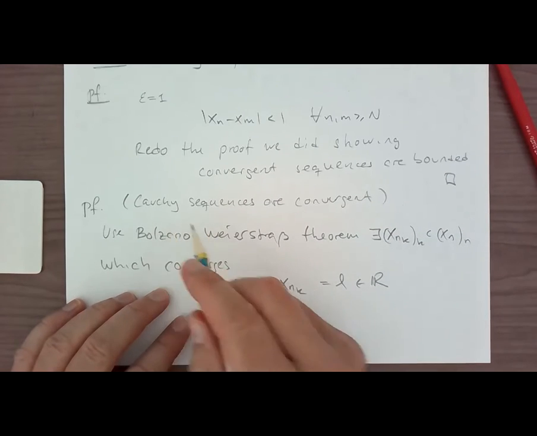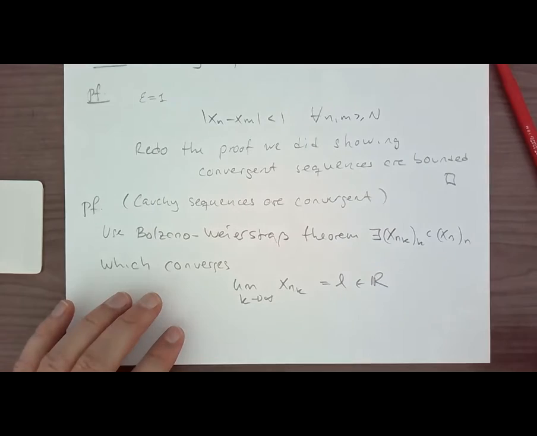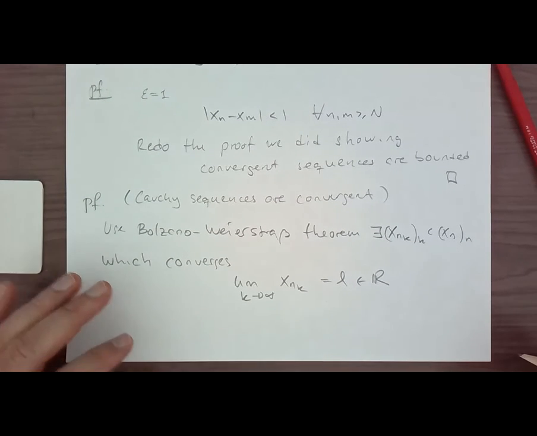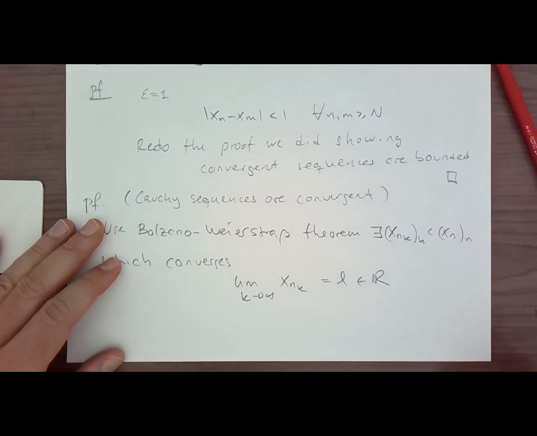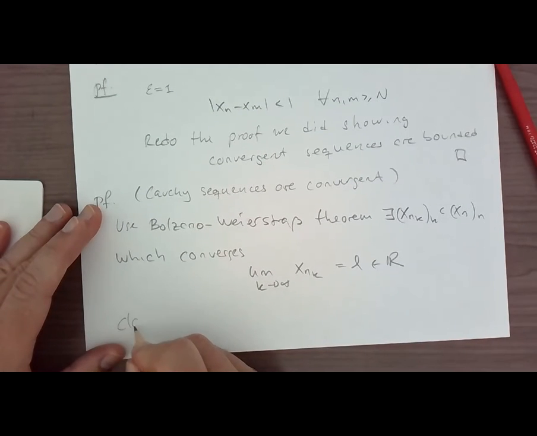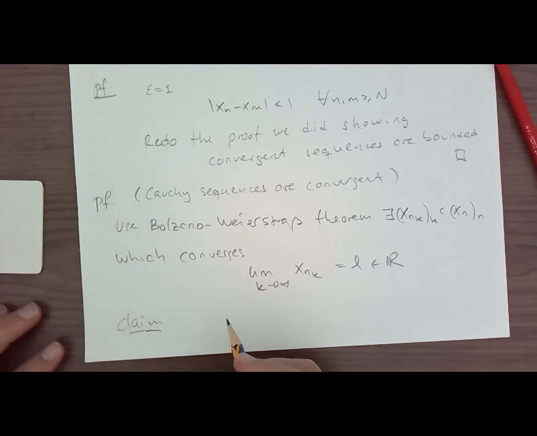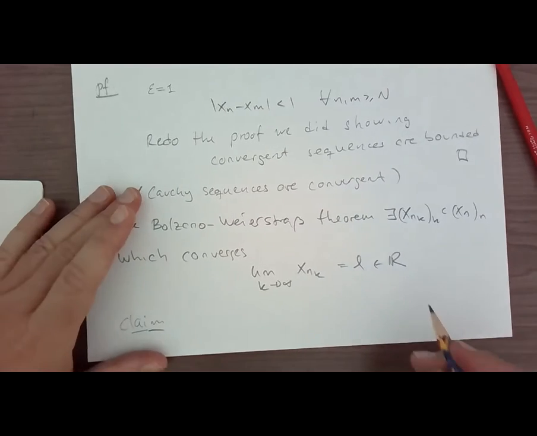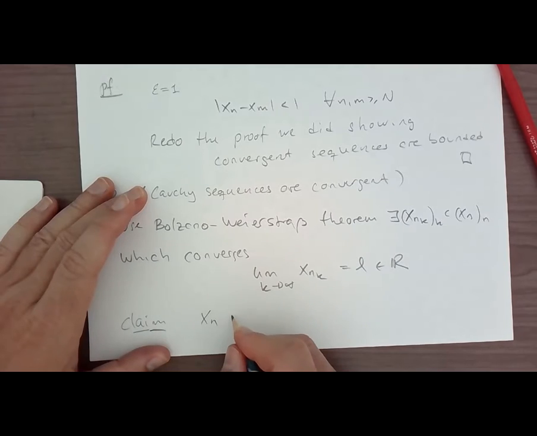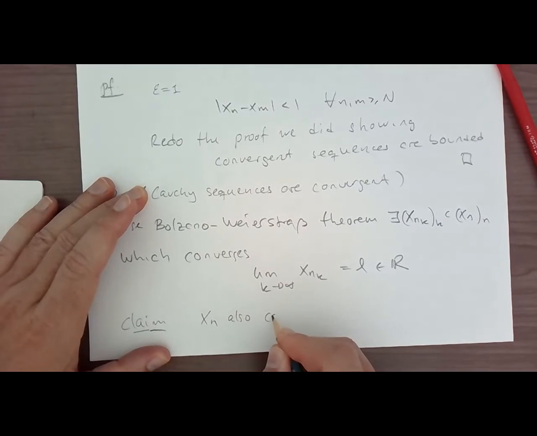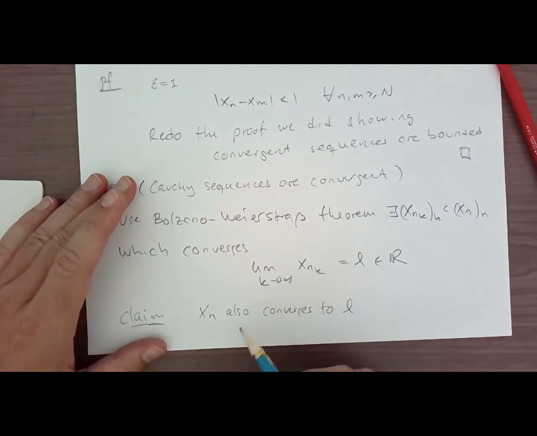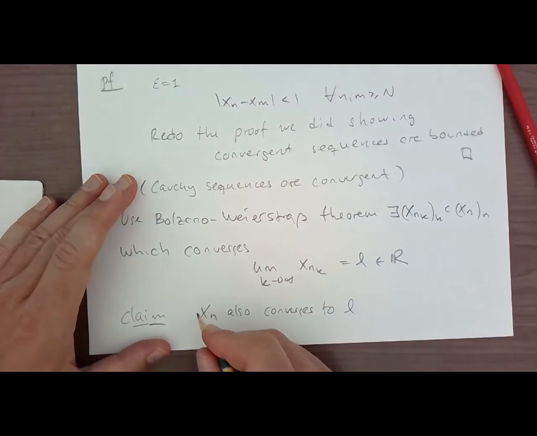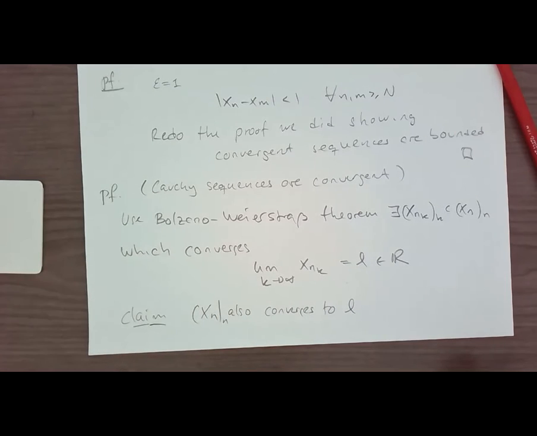It just says that you can find a convergent subsequence. And so what we're claiming here is that not only does there exist a subsequence that converges, it's the original sequence that will do it too. Right, so here's the claim. The claim is that x_n also converges to L. So we know that the subsequence does it, but now we're claiming that x_n itself also converges to L.